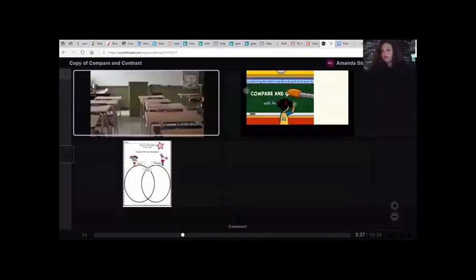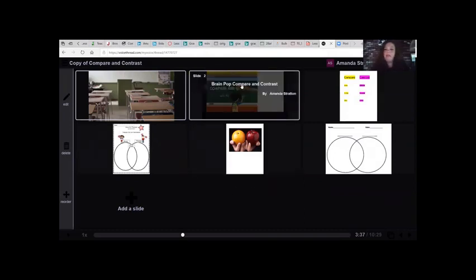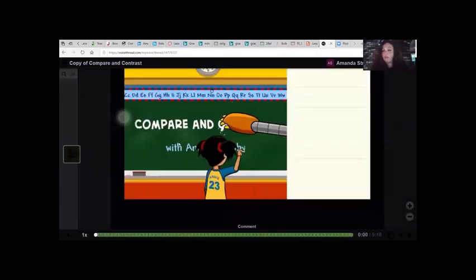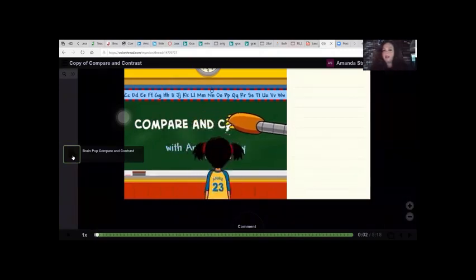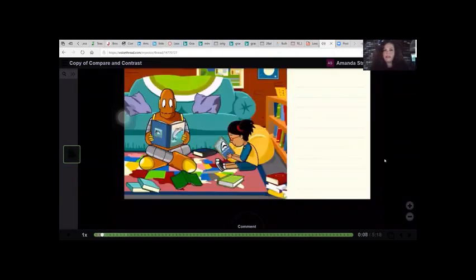All right, then after we did that, I would introduce the ideas of compare and contrast. Now, one of the things that my students really do enjoy, and they seem to really get it, is when Annie and Moby from Brain Pop Junior explain new ideas to them. So just to get them engaged and really excited about learning, I would normally then play a Brain Pop video. I have that loaded into their Google Classroom so that they can go back and review it as needed. Again, for time considerations, I'm not going to play the whole video, but I just give you a little idea of what it's like.